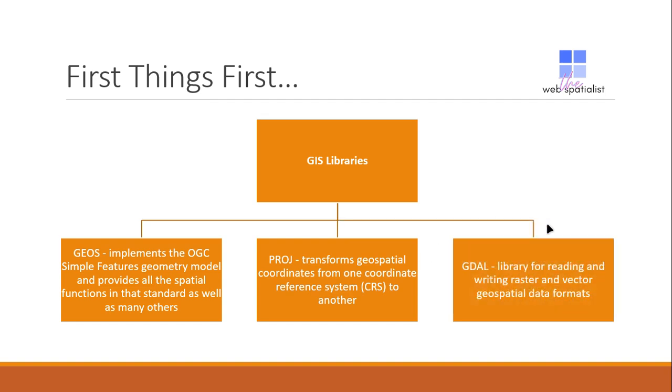So let's continue. We have GDAL, lastly. It's simply a data abstraction library, used for reading and writing raster and vector spatial data formats.